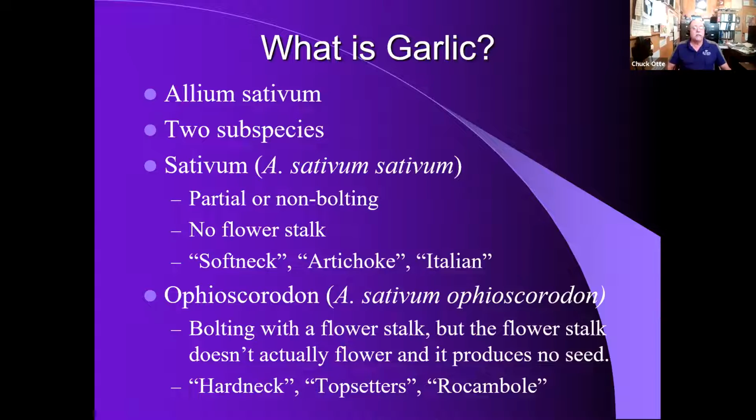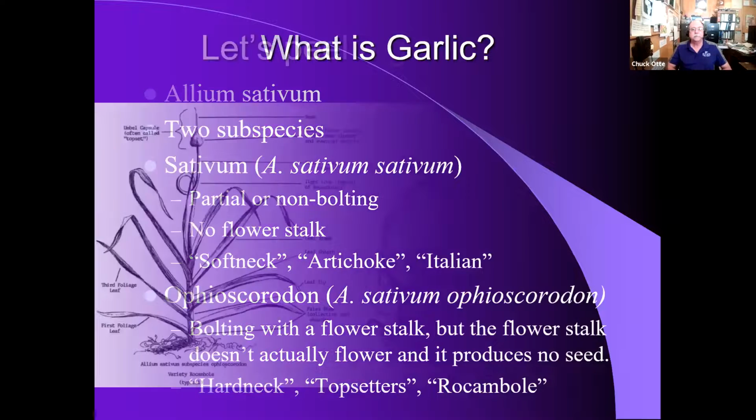And then we've got what we just affectionately call the Ophios. Those are bolting. They have a flower stalk that comes up. I'll show you some pictures of that. Flower stalk, it tries to produce flowers, but it doesn't, but it does produce those little tiny bulbils. These are sometimes called hardnecks or top setters because of that flower stalk. Rocambole is sometimes, I run across that in the literature.